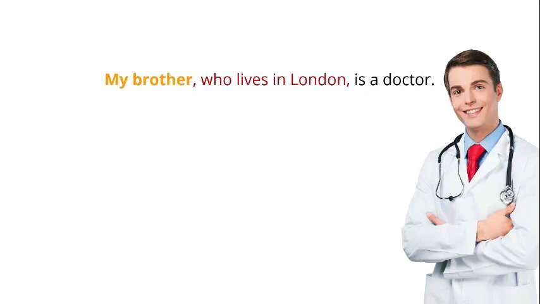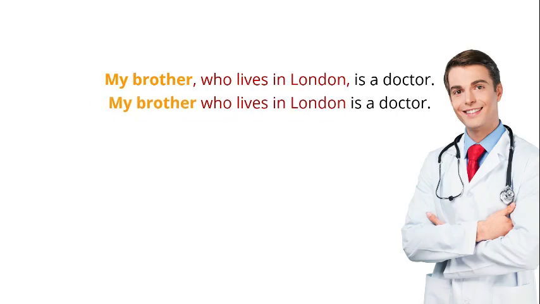Now let's get back to my brother. My brother, who lives in London, is a doctor. In this one, this is a non-defining clause. I'm not specifying my brother. I'm just giving you extra information about my doctor brother. Yeah? My main information is my brother is a doctor. The extra information is that he lives in London.